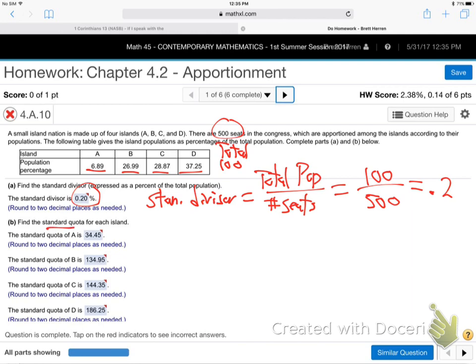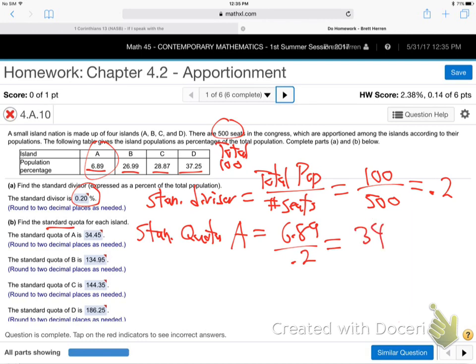Now, what's a standard quota? That's when you just take each number and you divide. So for A, the standard quota for A is A's number, 6.89, over the divisor. That's why we call it the divisor. You use it to divide all the other numbers. Divide by 0.2, you'll get 34.45, I assume. Is that right?